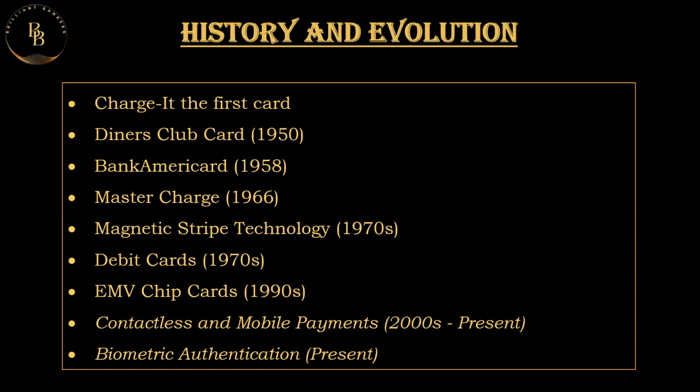So coming to the history and evolution, these banking cards refer to a variety of plastic or digital cards that are provided by financial institutions to facilitate financial transactions, offering user convenience and accessibility to customers. So it can be defined as a variety of plastic or digital cards provided by financial institutions for facilitating financial transactions. So what was the main purpose of this?